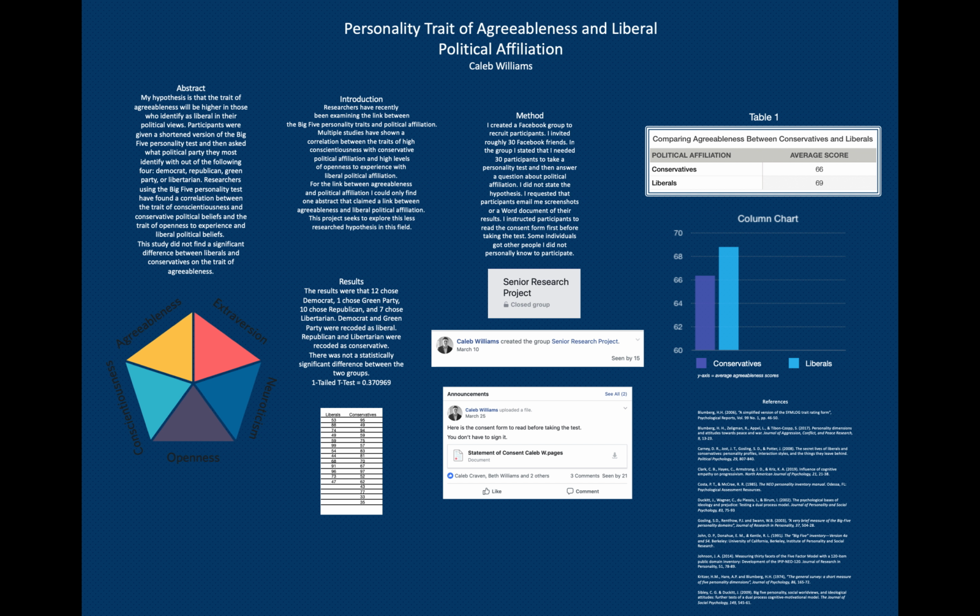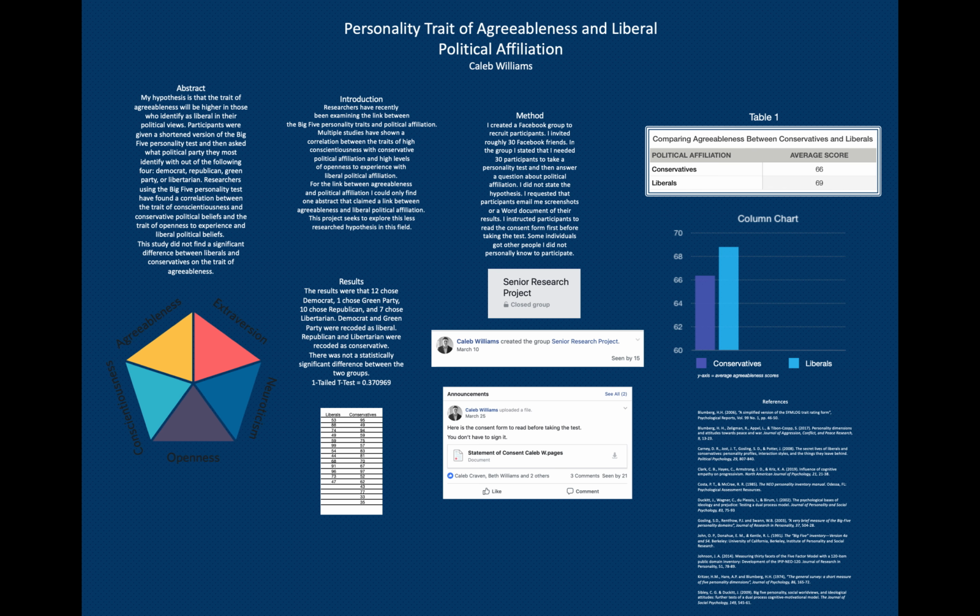I've just laid out what the Big Five personality test is, and I'm going to talk about my hypothesis. My hypothesis is that the trait of agreeableness will be higher in those who identify as liberal in their political views. Participants were given a shortened version of the Big Five personality test, 120 questions worth, and then asked what political party they most identify with out of the following four: Democrat, Republican, Green Party, or Libertarian.